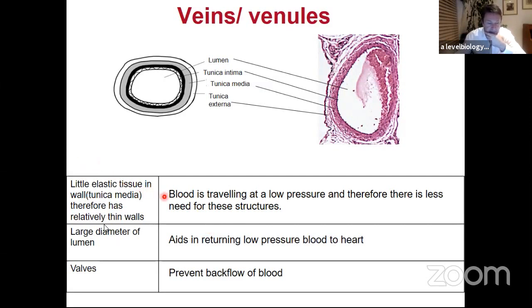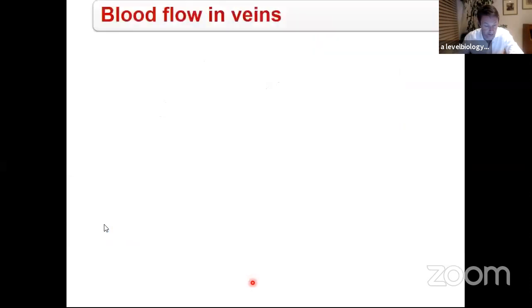Summarizing that again: little elastic tissue because it's at low pressure, large lumen returning the blood back to the heart, therefore less edge, and valves to prevent the backflow towards the capillary because you want it to flow onwards to the heart.